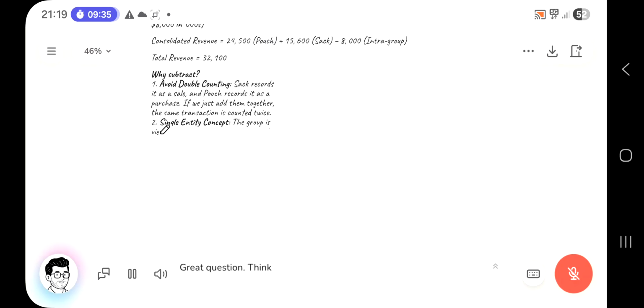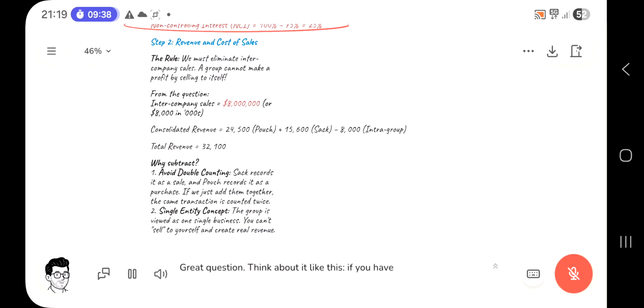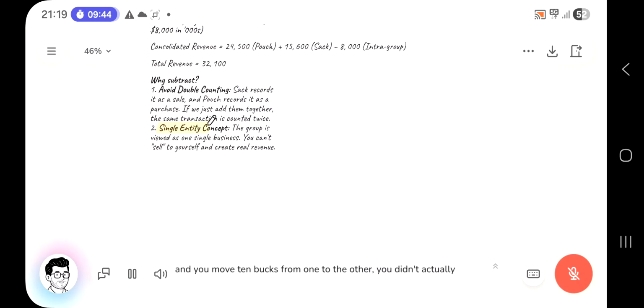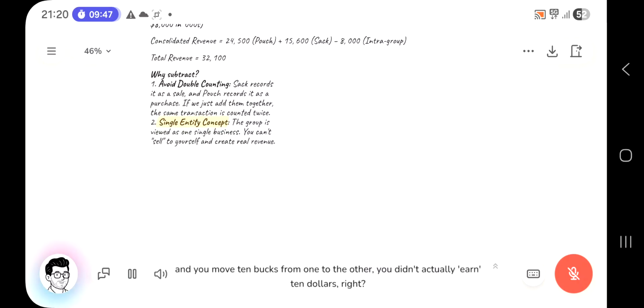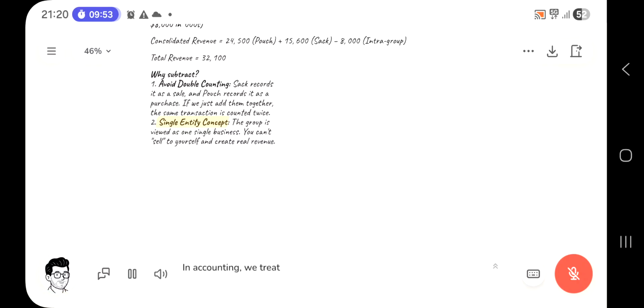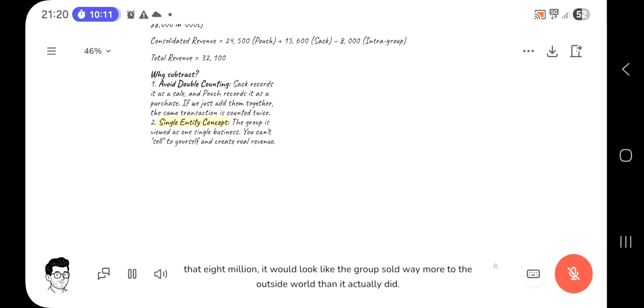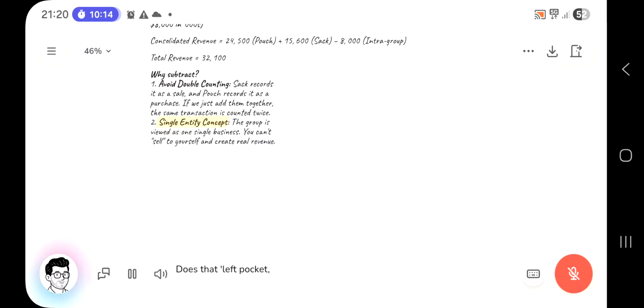Great question. Think about it like this. If you have two bank accounts and you move $10 from one to the other, you didn't actually earn $10, right? In accounting, we treat the whole group like one single body. If Saks sells to Pouch, the items haven't left the body yet. If we didn't subtract that $8 million, it would look like the group sold way more to the outside world than it actually did. Does that left pocket, right pocket thing make it click? Or should we try a different angle?